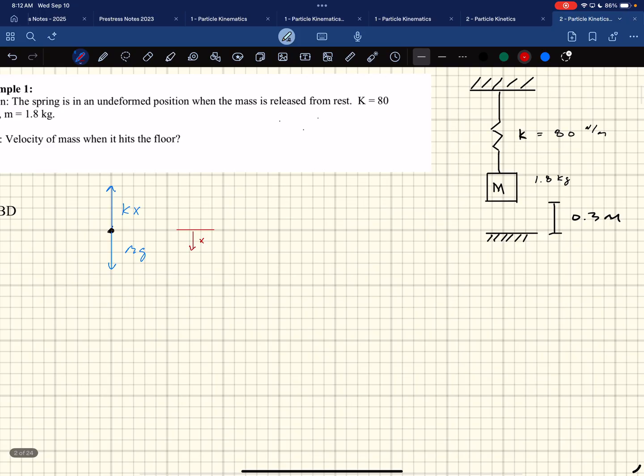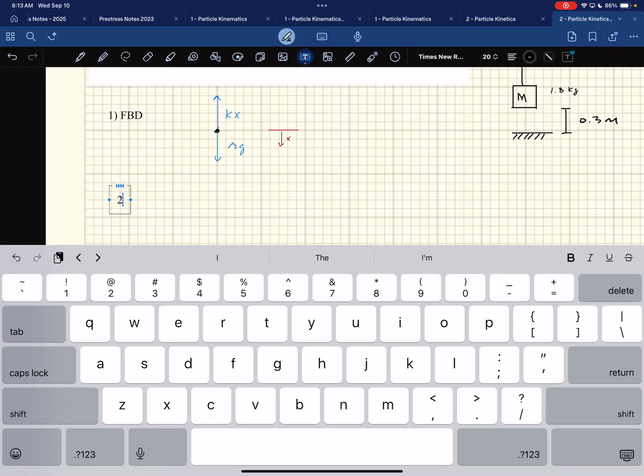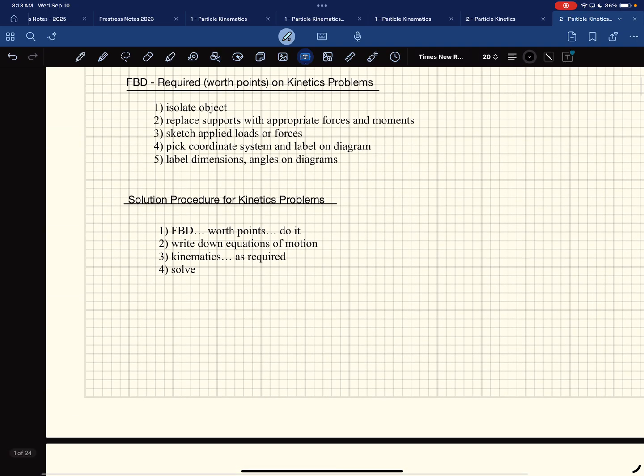So that's it. There's no other dimensions. There's that 0.3 meters, but that's not part of our free body diagram. That's it, my free body diagram is done. I cannot stress enough how important free body diagrams are. It leads you to the right answer. All right, step two. Equations of motion. Is that what step 2 is? Write down equations of motion.